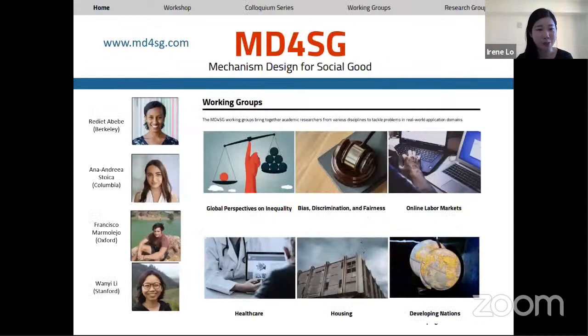to give a plug for mechanism design for social good that thinks about much broader applications of mechanisms for applications ranging from healthcare to online labor markets to developing nations that Teju is involved in.